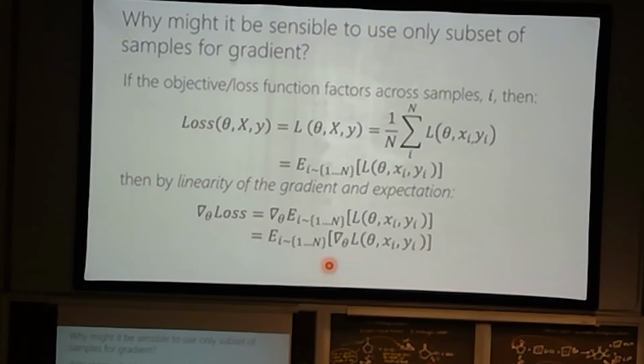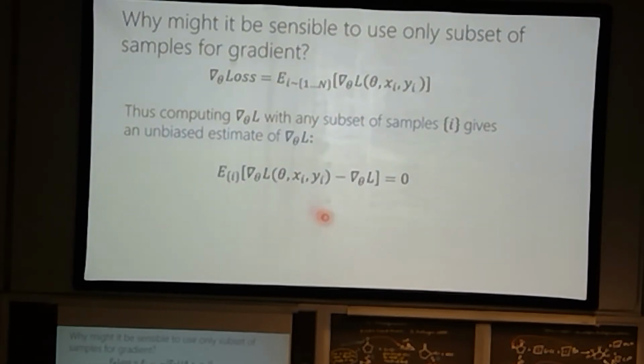Okay, so far I haven't used fewer samples. I'm just rewriting things in an effort to motivate why we can use fewer samples if we want to. So I started with my loss function, and now it's a different way to write it mathematically. It's an expectation over my training data of the gradient. Okay, great. What that means, though, is that because it's an expectation over the training data, if I use any subset of those samples, it's going to give me an unbiased estimate of the gradient.